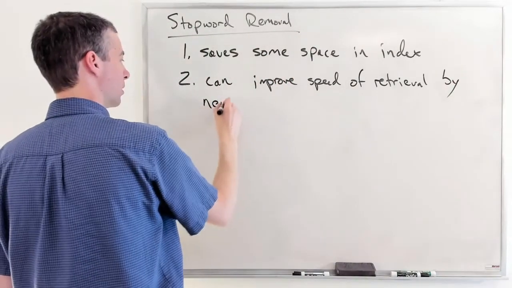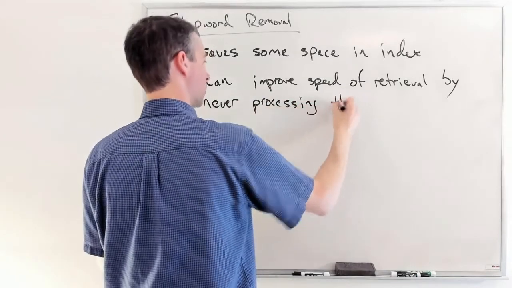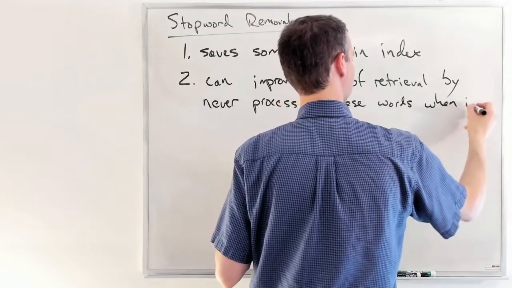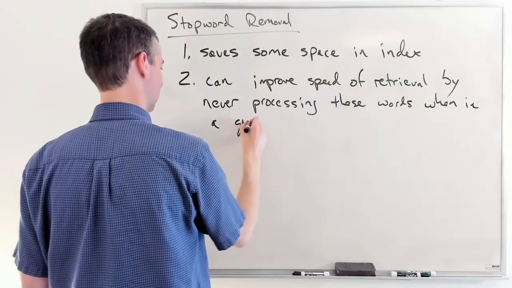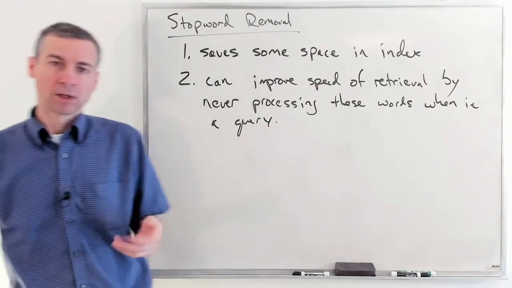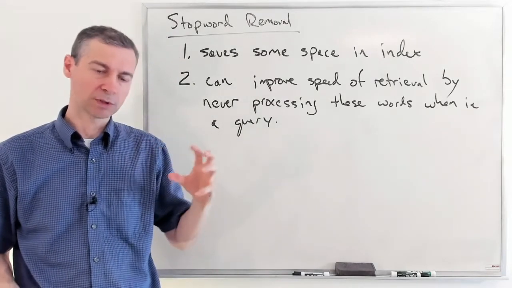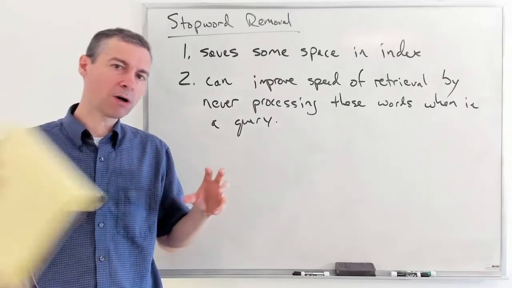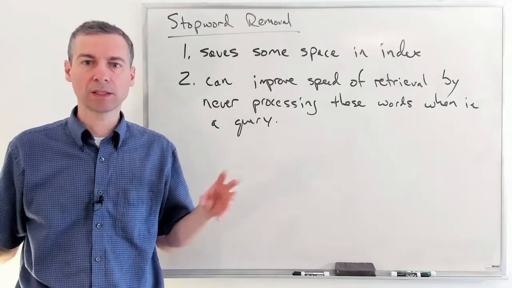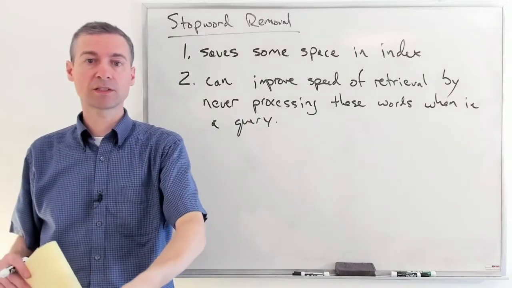Because we're going to end up never processing these words when they're in a query. In the index that we're going to end up building, what we do is we have a single word, and then we record all of the documents that contain that word. And when we do our ranking, we're going to say, oh, the user gave me this word, and we're going to go fetch that list of documents.